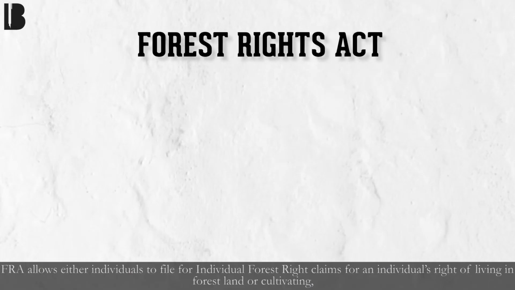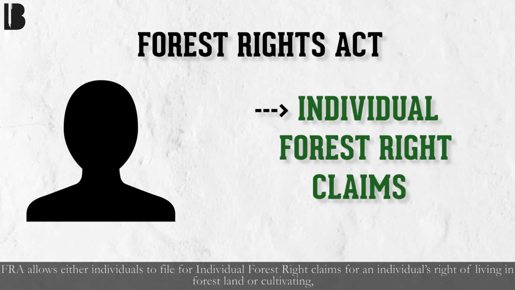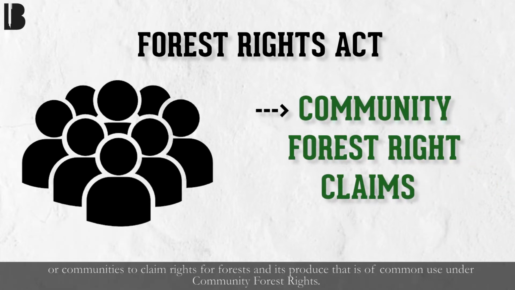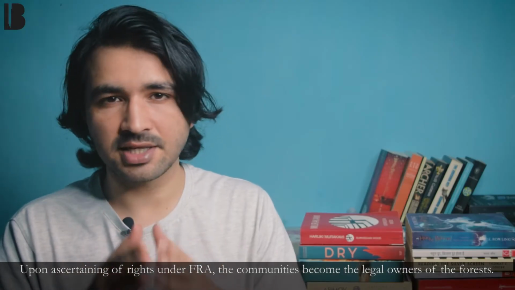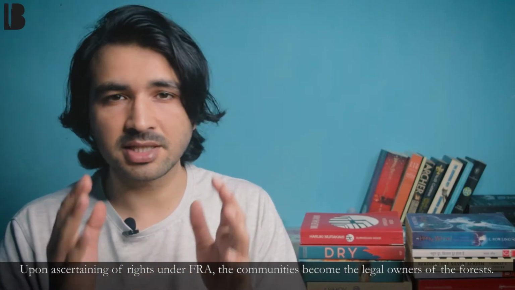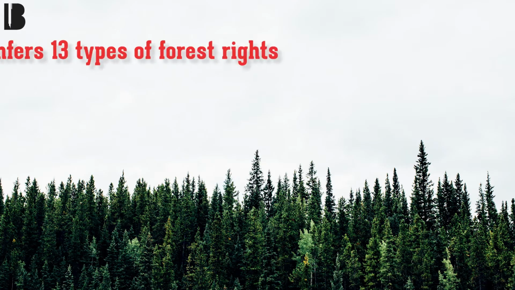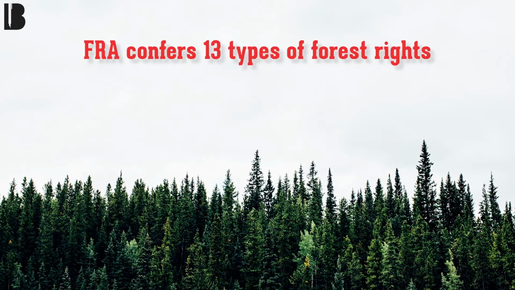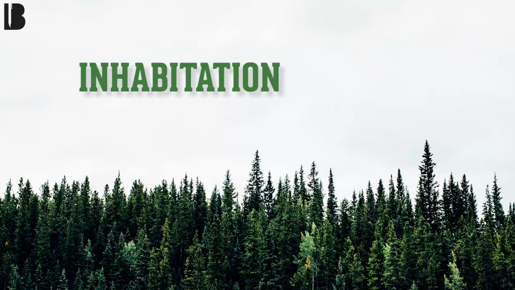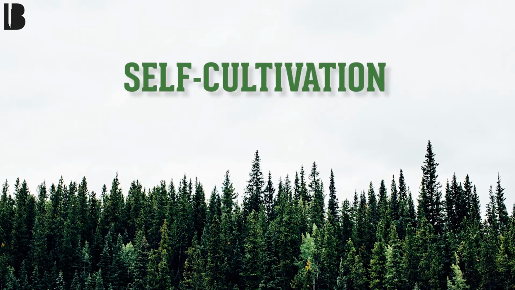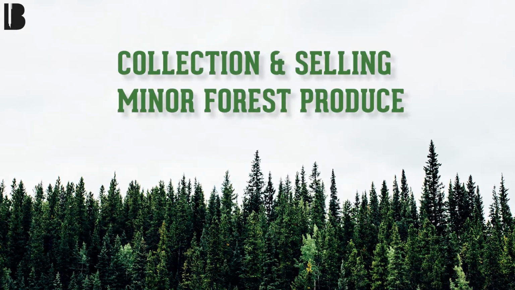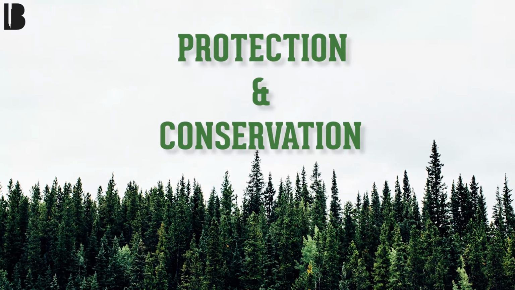FRA allows either individuals to file for individual forest right claims for an individual's right of living in forest land or cultivating, or communities to claim rights for forest and its produce that is of common use under community forest rights. Upon ascertaining of rights under FRA, the communities become the legal owner of the forests. FRA confers 13 types of forest rights, which includes using the land for inhabitation, self-cultivation, collection and selling of minor forest produce, and protection and conservation.